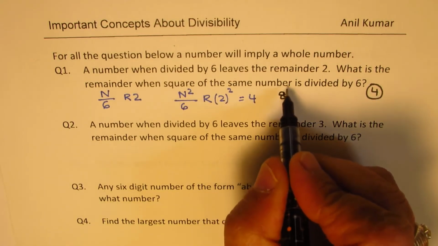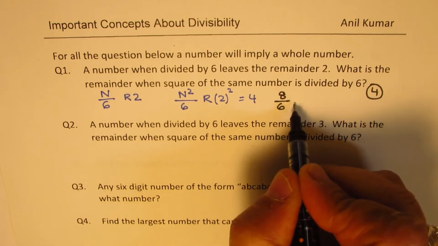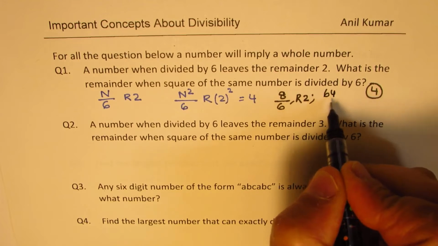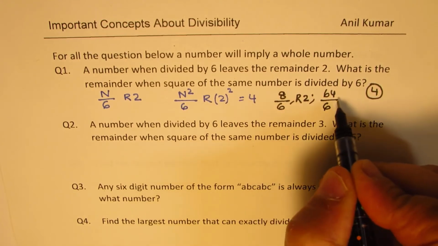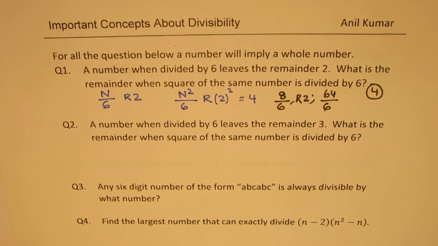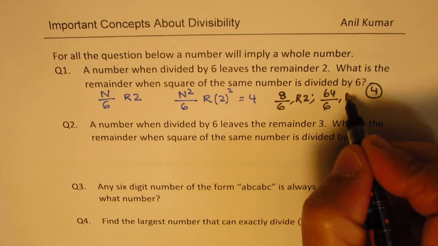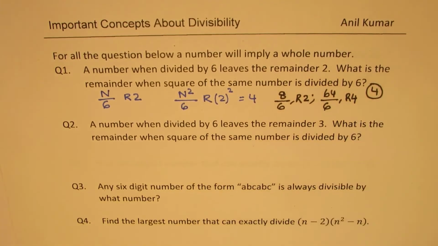Think like this. So if I divide 8 by 6, I know that the remainder is 2. And then you can try 64 divided by 6 and then find what the remainder is. Correct? 6 times 12 is 60. We know the remainder is 4. Correct? So that kind of confirms what we are saying.